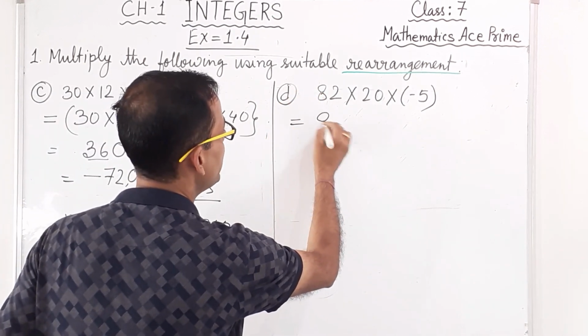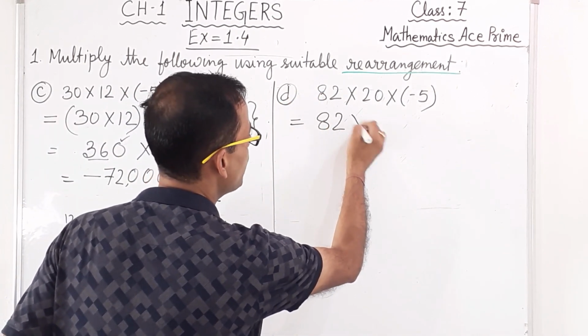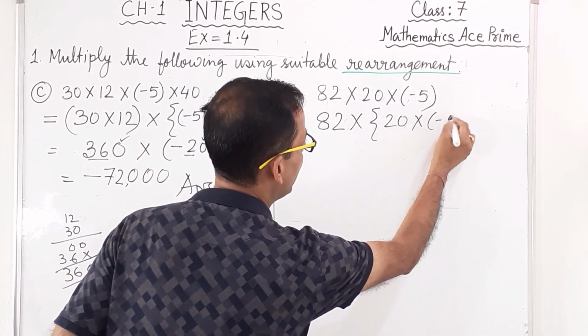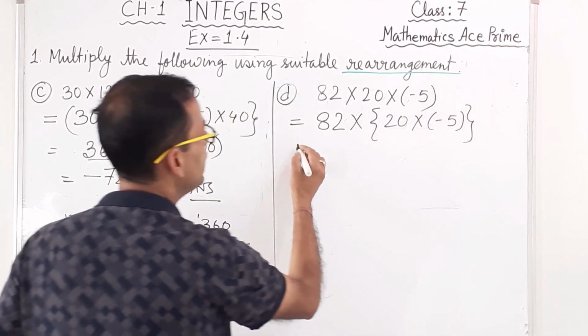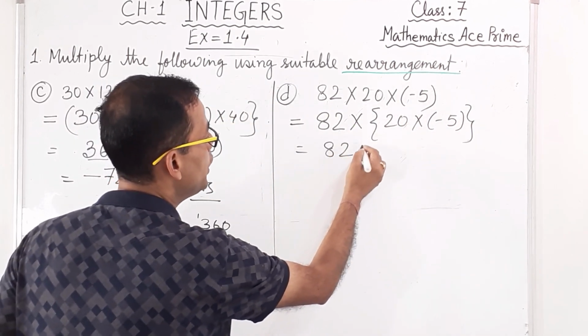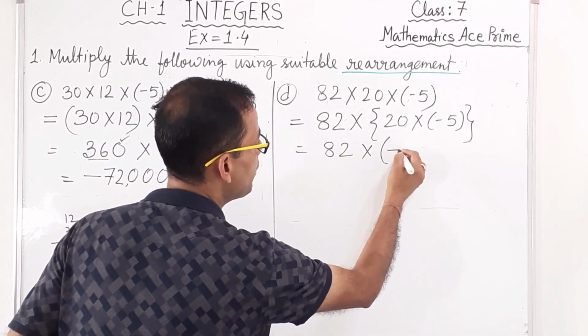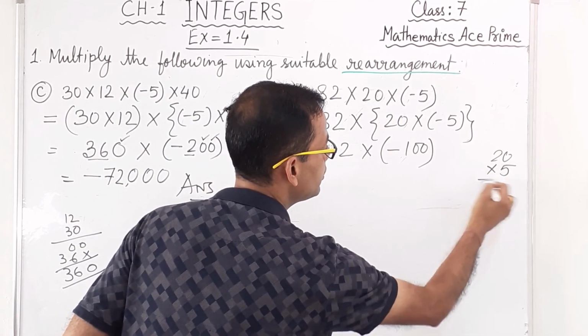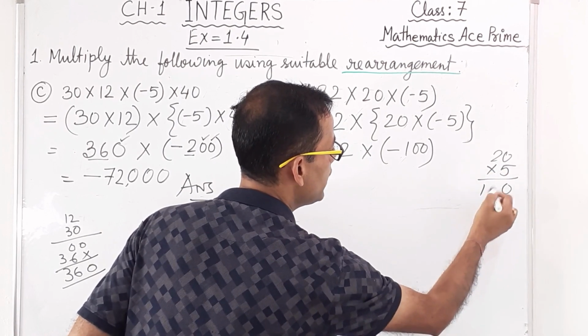So this one is also very easy, much easier. So 82, and then I will keep this one together: minus 5 and then 20. So 82 into, now here comes minus 100. Why 100? 20 into 5: 5 zeros are 0, 5 twos are 10. 100.